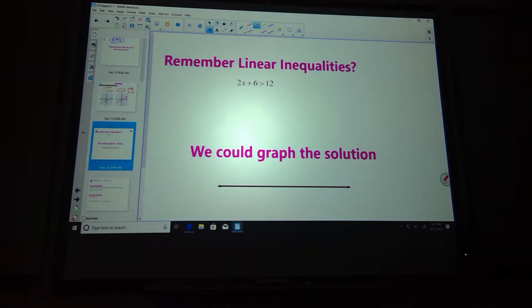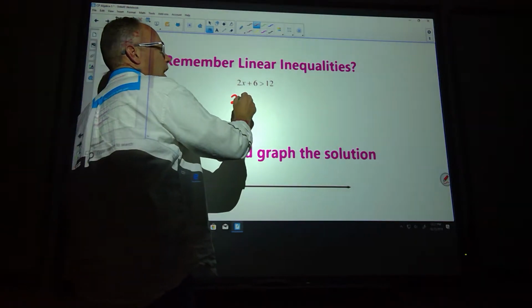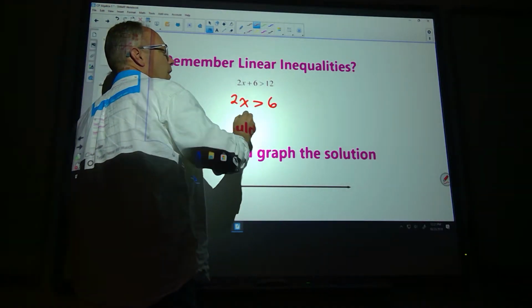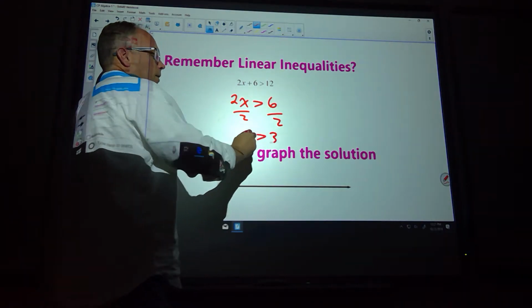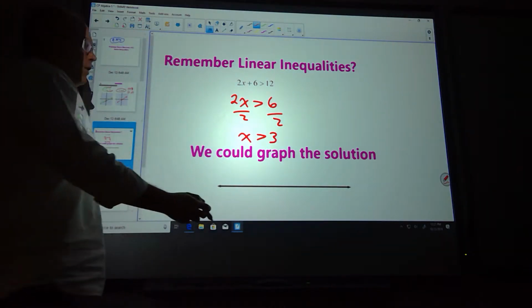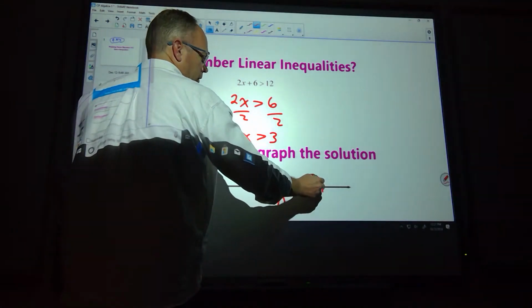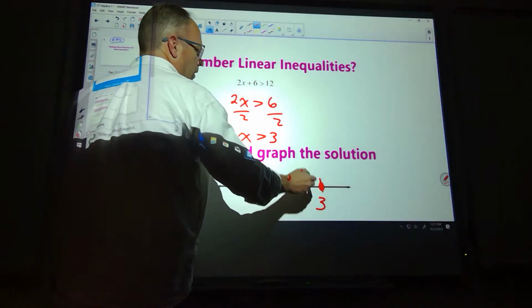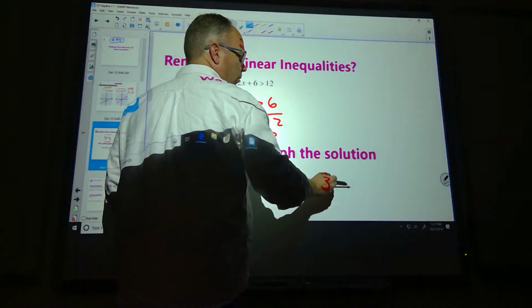All right, and then we said we have these linear inequalities. So if we wanted to solve this, I would subtract 6 from both sides and divide each side by 2. Do you remember that? And so if we were to graph this on a number line, we'd have 0 here, we'd have 3 here. And then this would be an open dot going bigger.